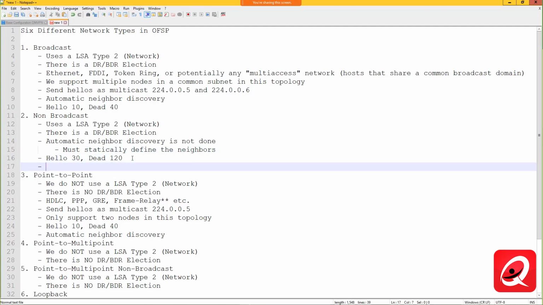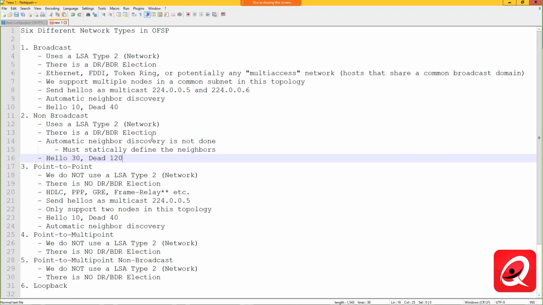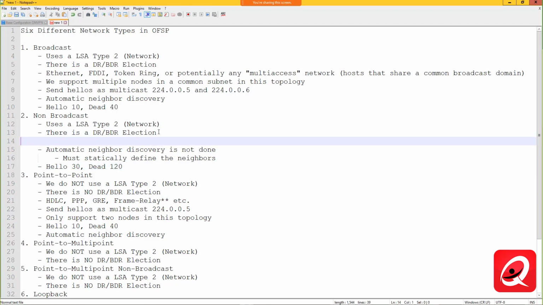And also, I forgot to mention this, I'm trying to keep this in order here. This is typically going to be like Frame Relay, ATM, X.25, etc. These are the kind of networks that are going to be identified as non-broadcast automatically by OSPF.